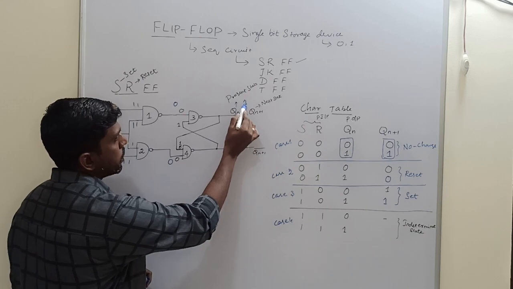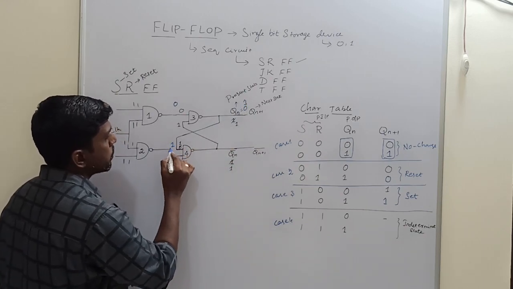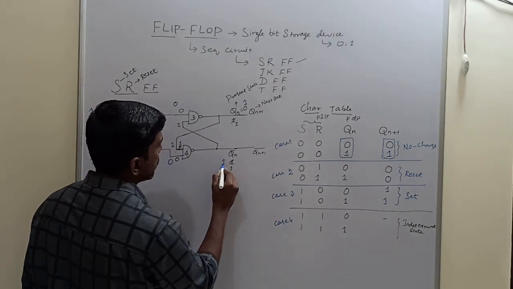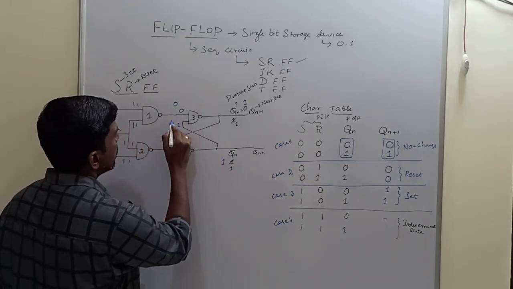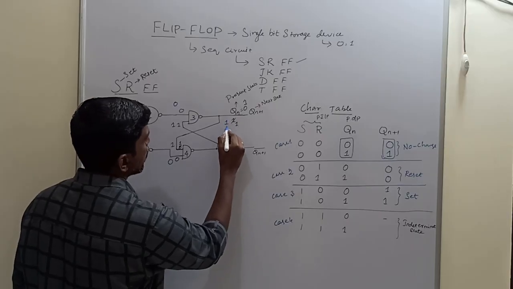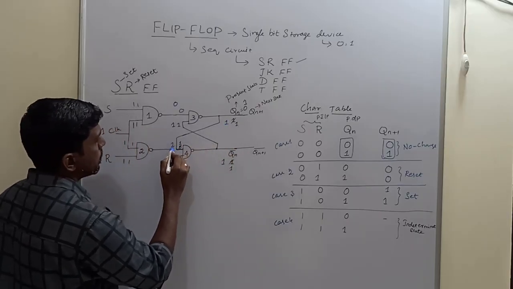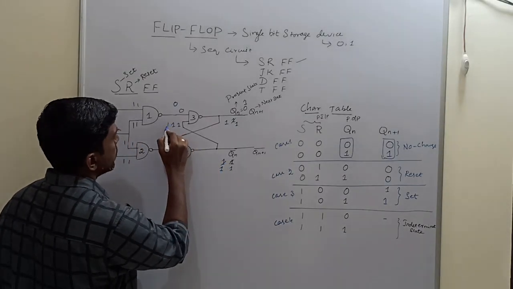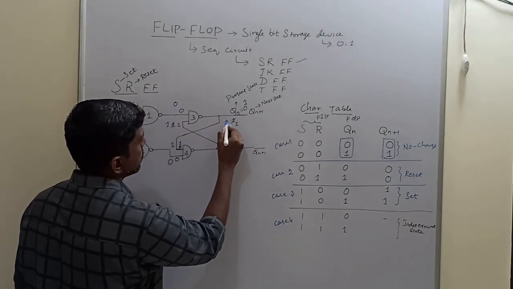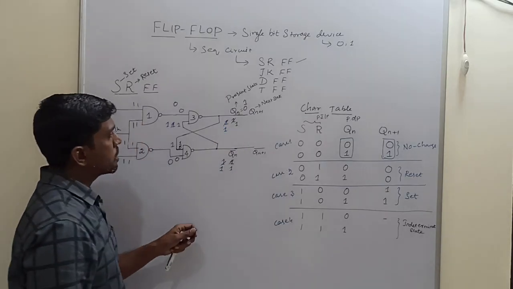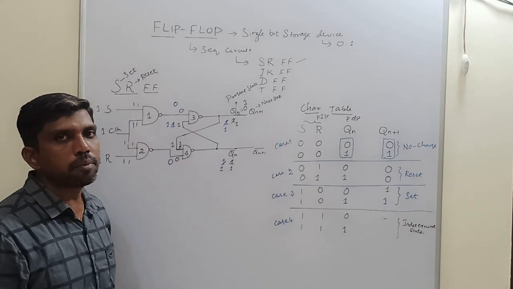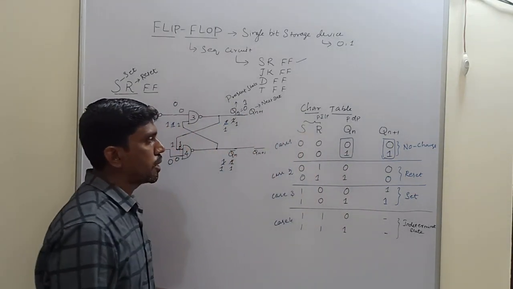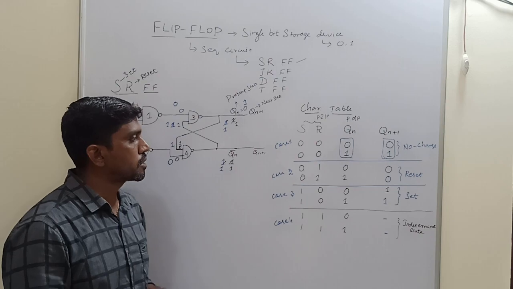This present state Qn value is fed back to the input of the fourth NAND gate: 1, 0, 1. So this 1 is given here: 0, 1, 1. Again this 1 is fed back here: 0, 1, 1. This 1 goes to here: 0, 1, 1. So in this case we will not get a stable value. So it's also called an indeterminate state.